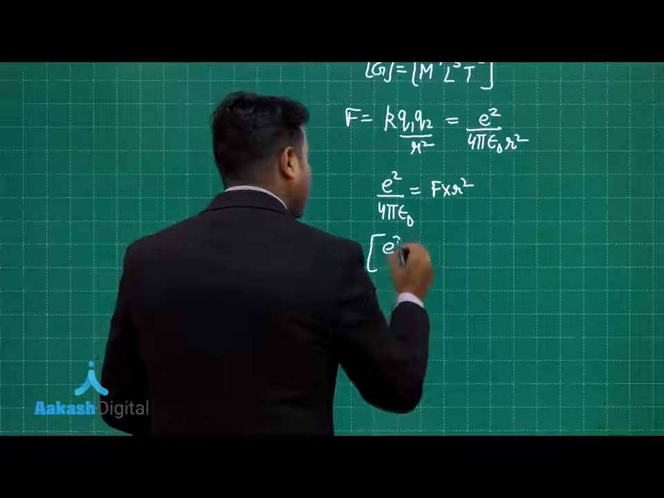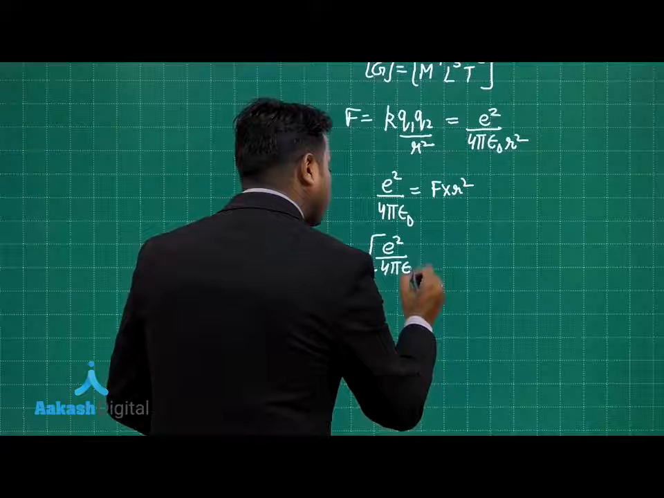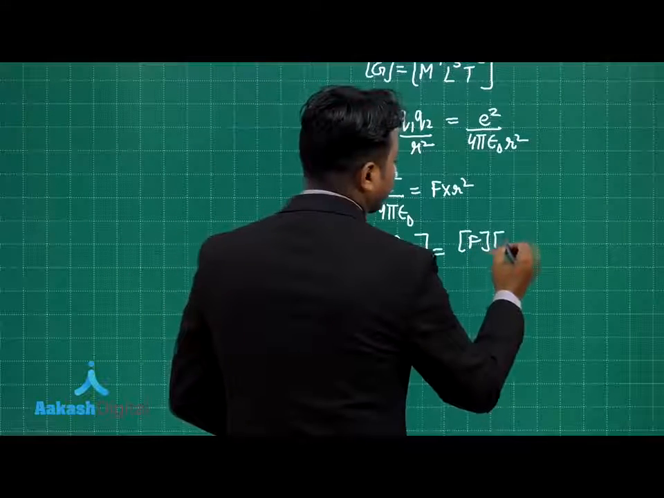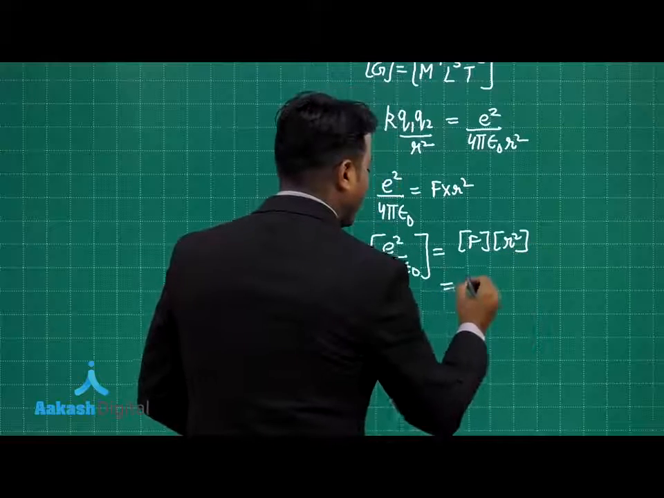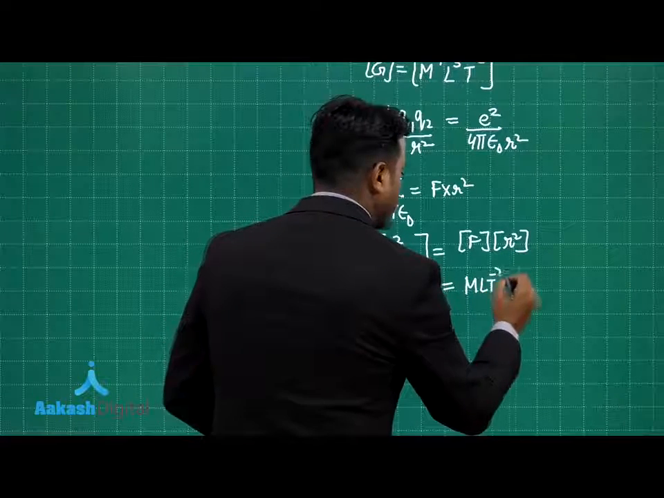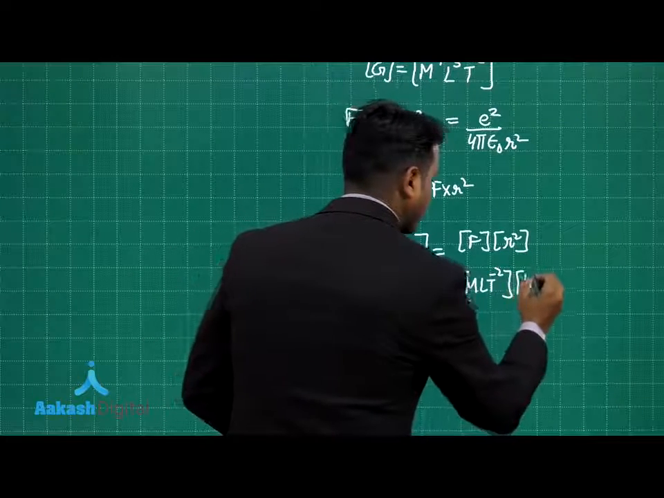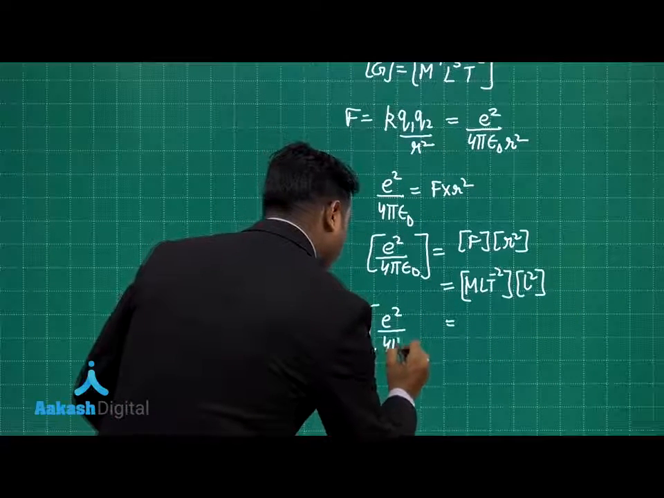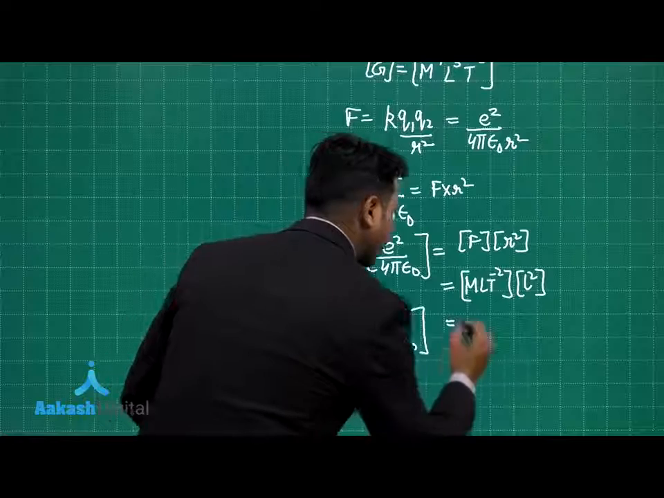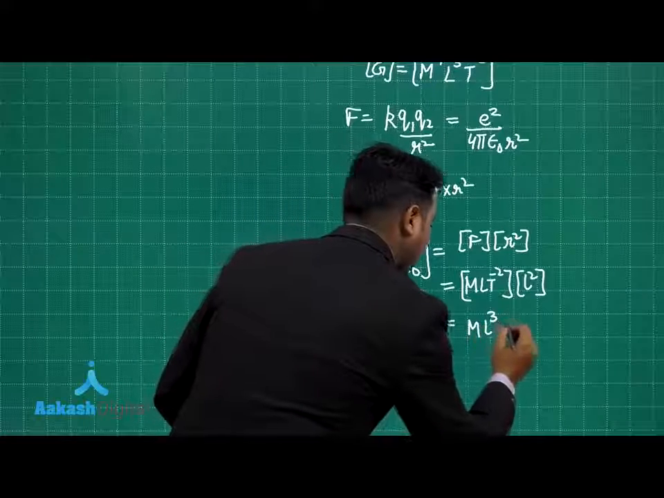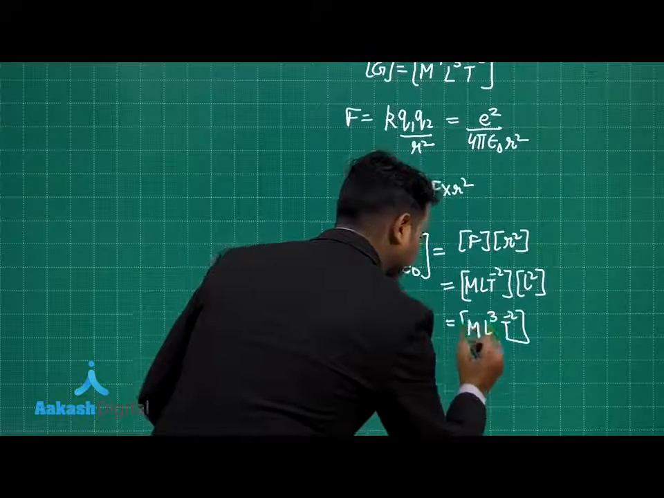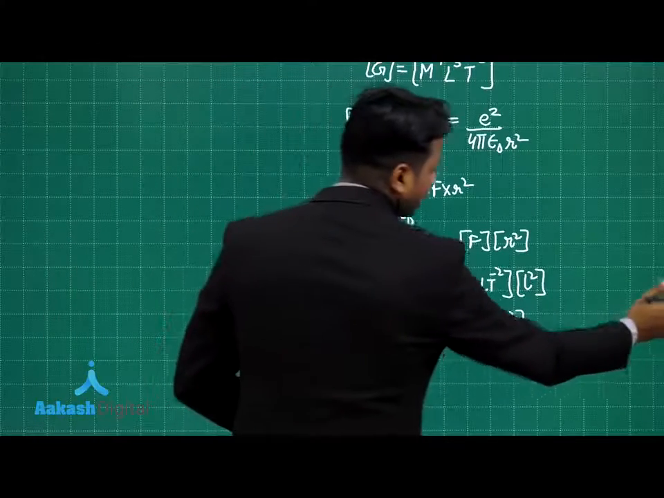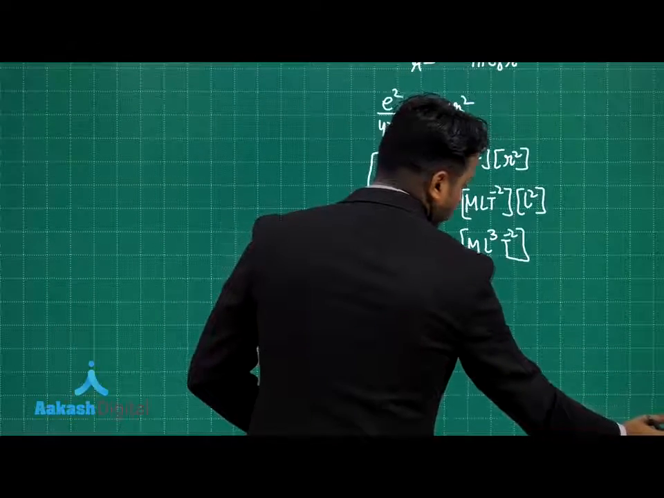Now, the dimension of e square by 4 pi epsilon naught is simply equal to the dimension of force multiplied with the dimension of R square, and this is MLT^-2 and this is L square. So the dimension of e square by 4 pi epsilon naught is simply M L^3 T^-2. Now, the task is to apply these three dimensions in different powers. So what do we have?